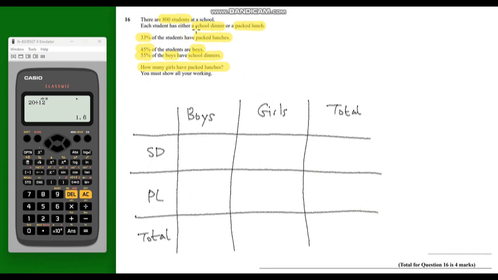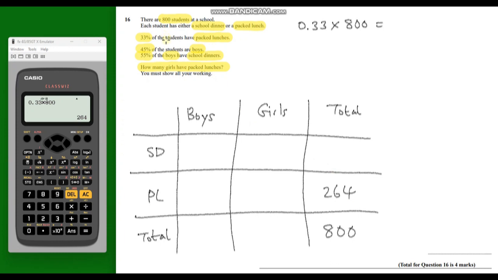There are 800 students at the school, so the total number of students is going to be 800 down here, the bottom right, the total of the total. And 33% of the students have packed lunches. So we can work out the total number of people who have packed lunches by doing 33% of 800. We can say 33% is the same as 0.33. So 0.33 times 800, and we get 264. So 264 of the students have packed lunches. So packed lunch, the total, will be 264.